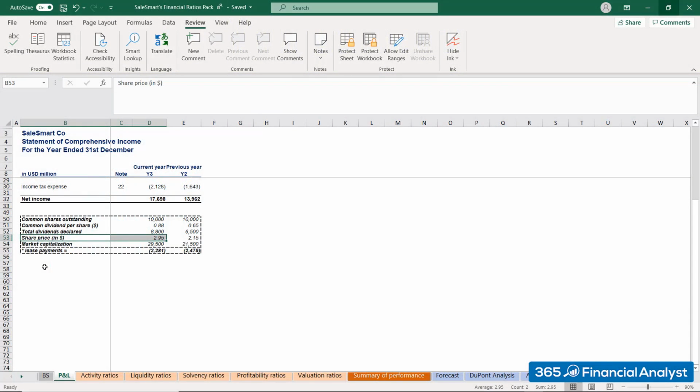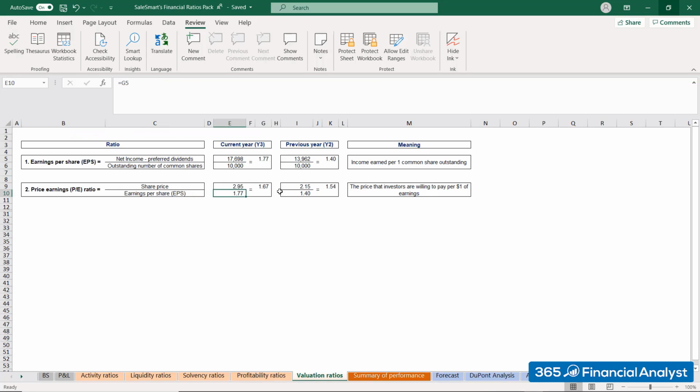Calculations are pretty straightforward. If SalesSmart's current share price is $2.95 and its latest earnings per share, as we calculated earlier, is $1.77, then its P/E ratio will be 1.67. This means that for each share you buy, it will take you 1.67 years to generate $1.77 of earnings per share. Put differently, the P/E ratio indicates the price that investors are willing to pay per $1 of earnings generated.